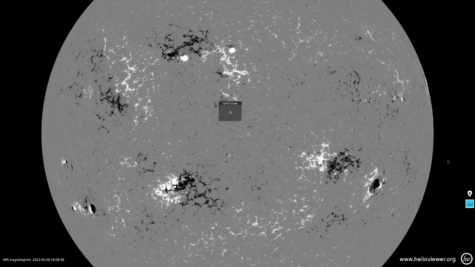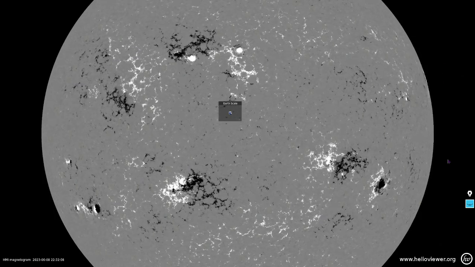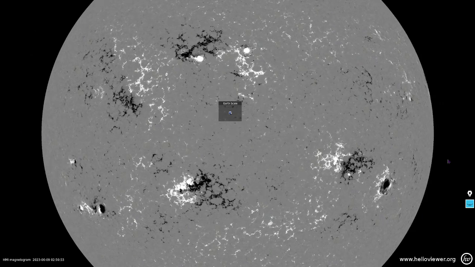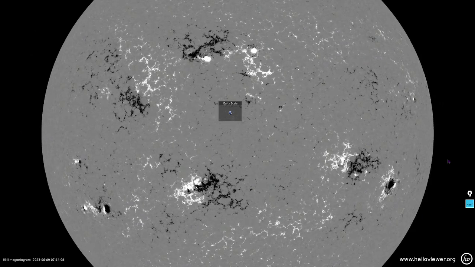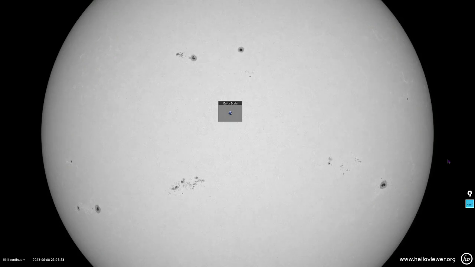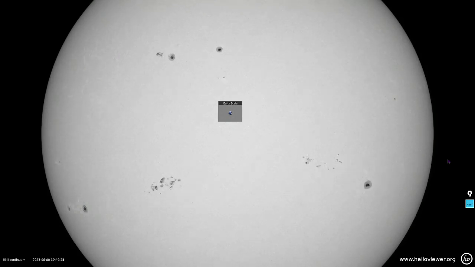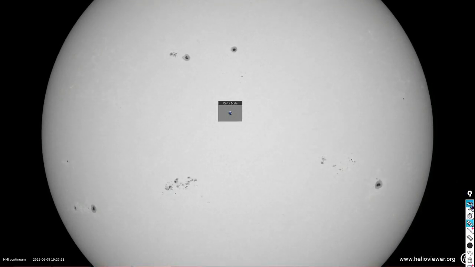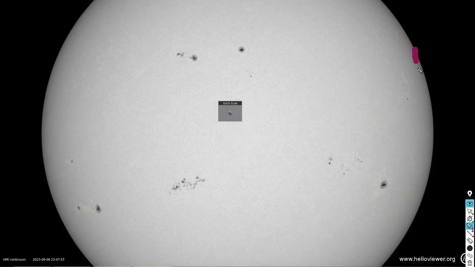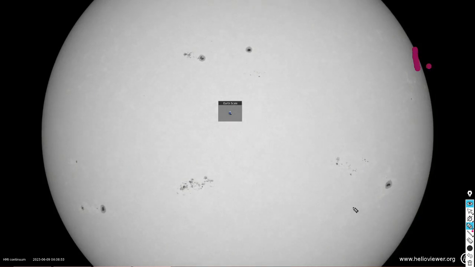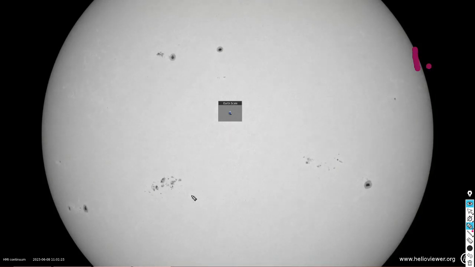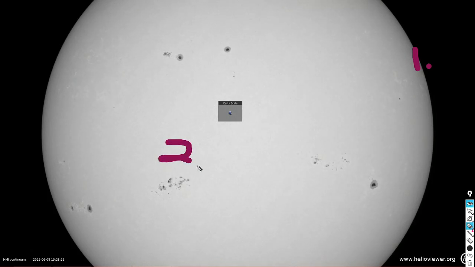And then we'll show the SDO intensitygram as well, or SDO continuum. There we go. There's SDO continuum. So the likelihood of flaring to continue up here is waning. This would be the second most likely place to see a large solar flare. And the third one would be right here.